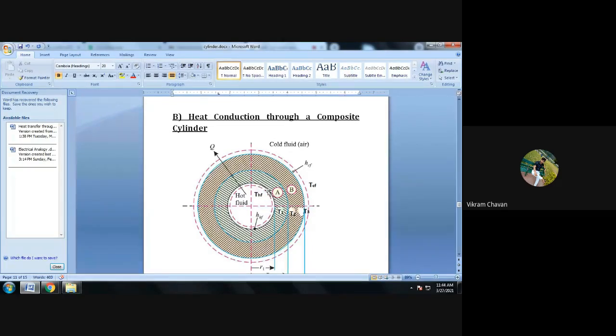This inner cylinder is A cylinder, and this is B cylinder. Now the external radius of A cylinder is the internal radius of B cylinder.